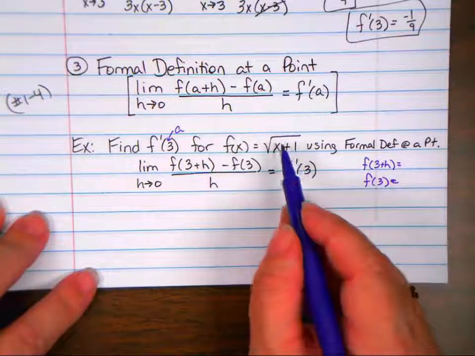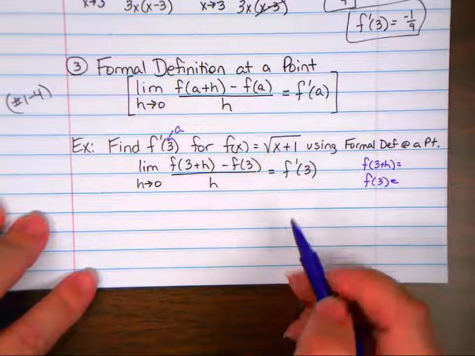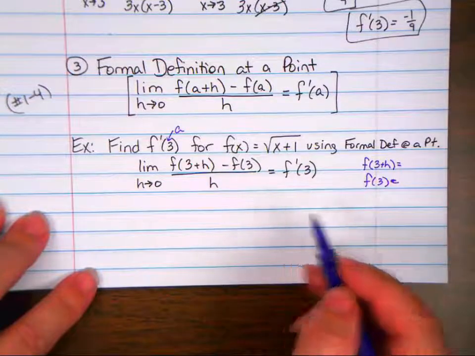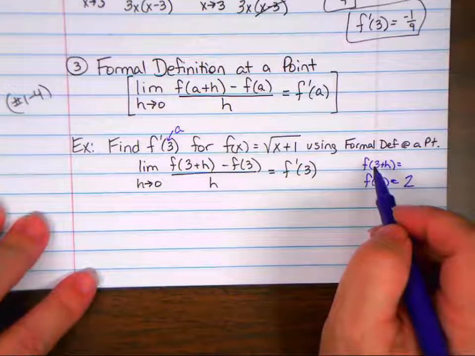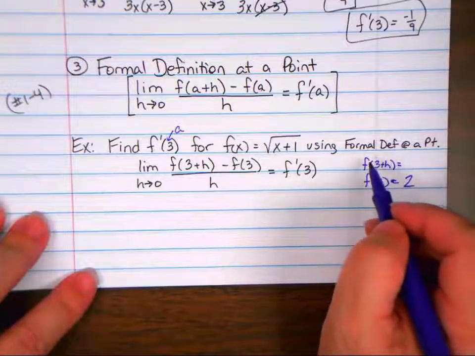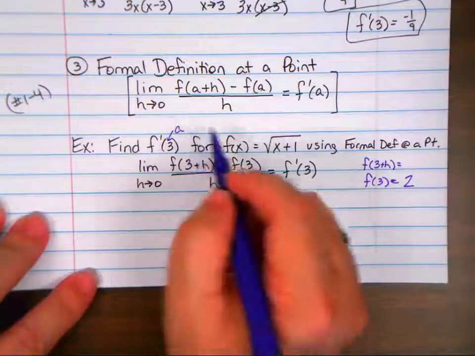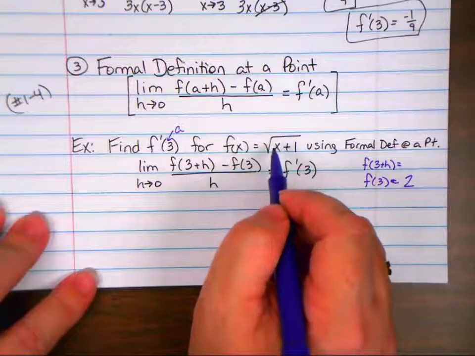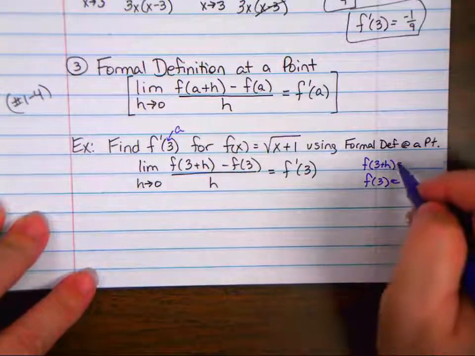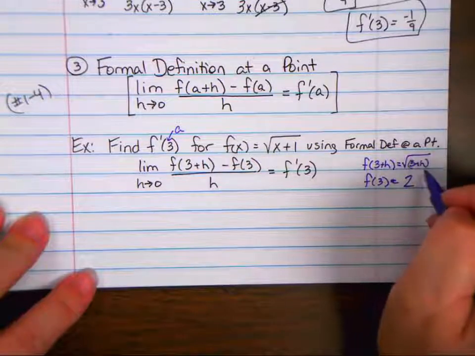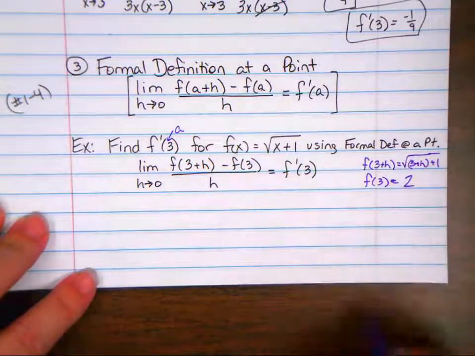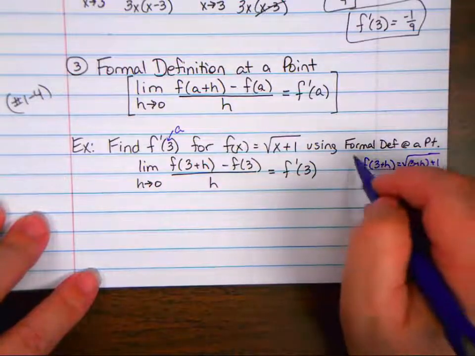When you substitute 3 in for x, what is your answer going to be? It's just 2. Now remember that when you substitute in 3 plus h, it's going in place of the x. X comes out, 3 plus h goes in. So the square root of 3 plus h plus 1. That's what that one is. Didn't leave myself a whole lot of room.